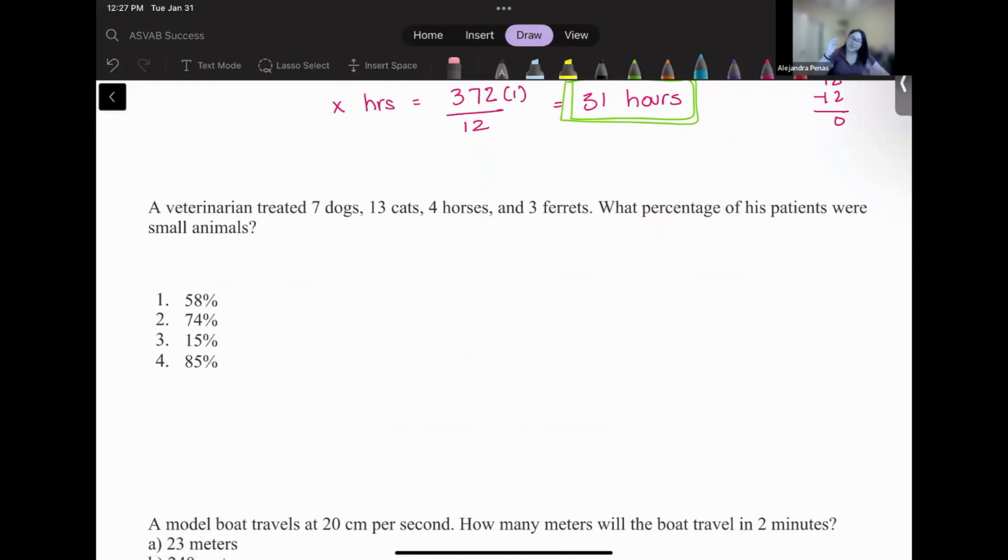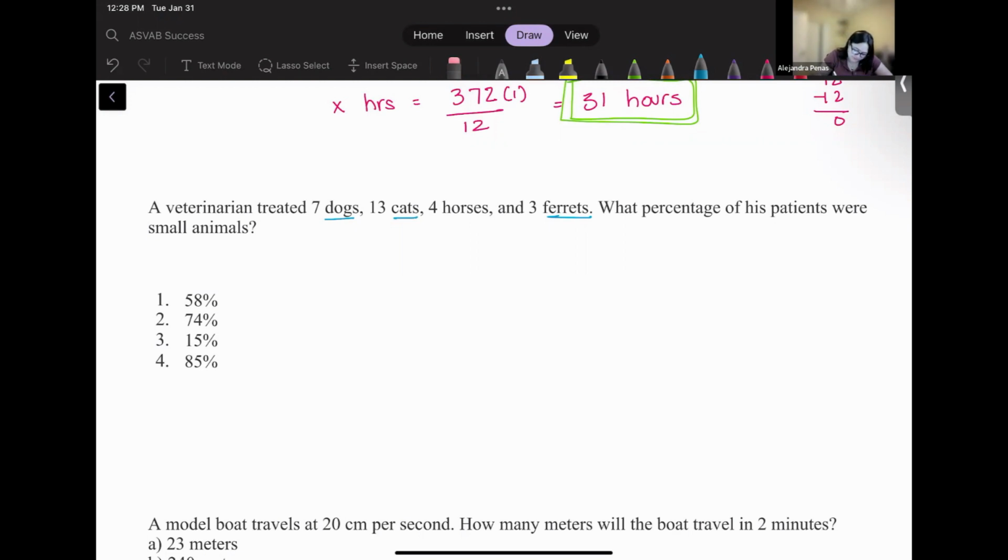All right. I know I didn't do this one. A veterinarian treated 7 dogs, 13 cats, 4 horses, and 3 ferrets. What percentage of his patients were small animals? So we have, well, what are the small animals? Dogs, cats, and ferrets, because obviously a horse is not small.